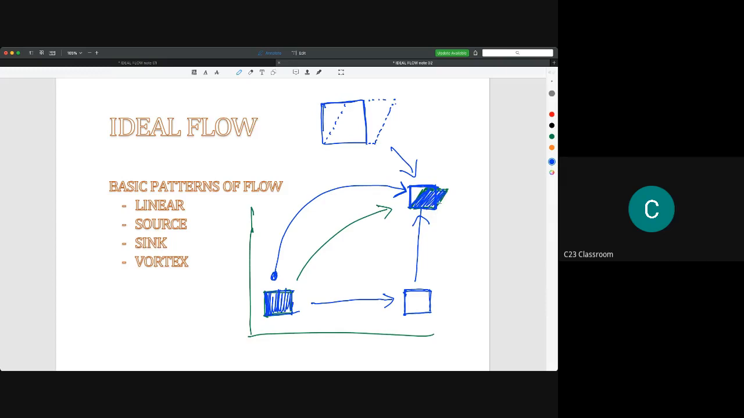That's why we need to know the basic patterns of flow, before we could combine them to represent a complex situation. That is the purpose of these basic flows. So we have four basic flows, which are linear, source, sink, and vortex.